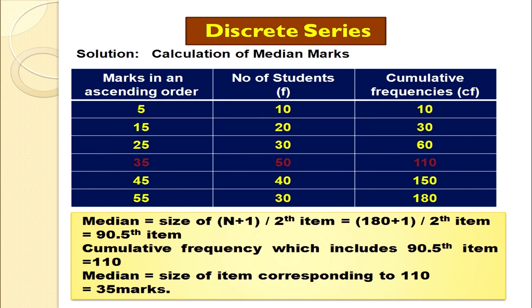We get the 90.5th item. Now we are going to locate this value in cumulative frequency. As you can see, I have highlighted the whole row. We find this 90.5th item in 110. Now just see, the cumulative frequency which includes the 90.5th item is 110, so the median would be 35 corresponding to this cumulative frequency, that is, the median over here comes to 35 marks. So students, we have learned how to compute median in case of discrete series in this way.